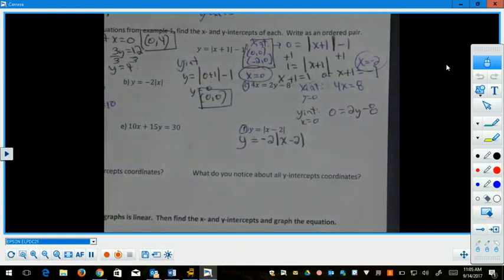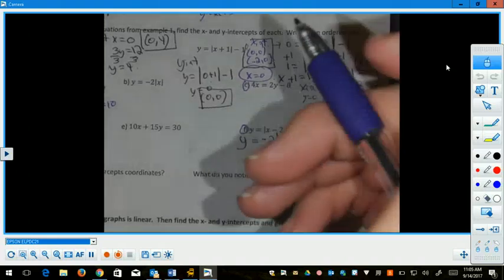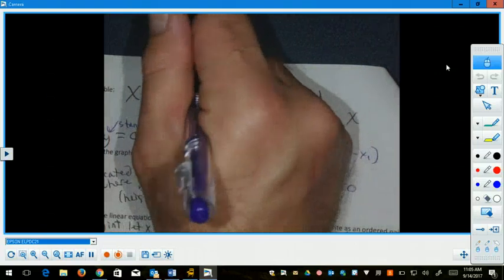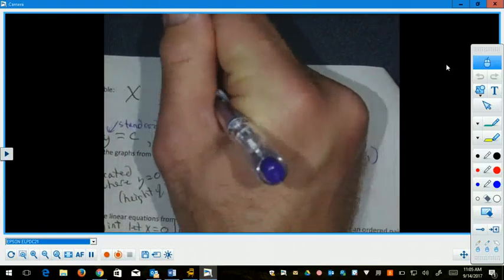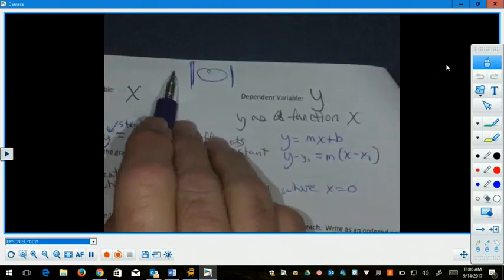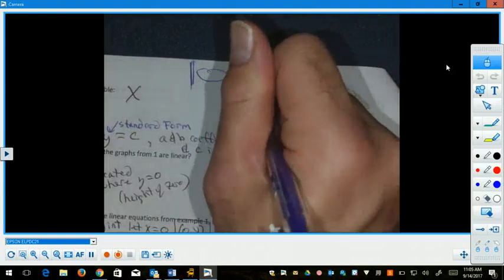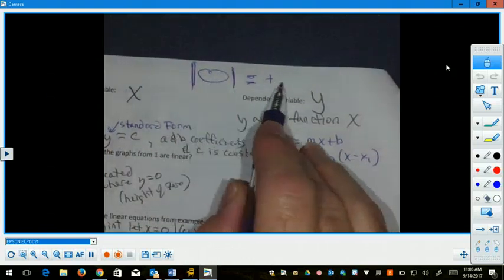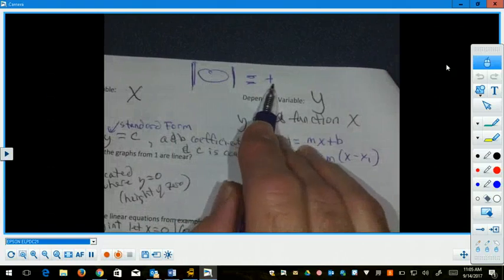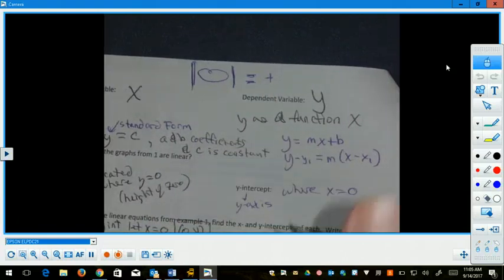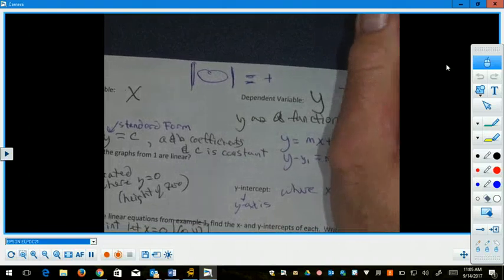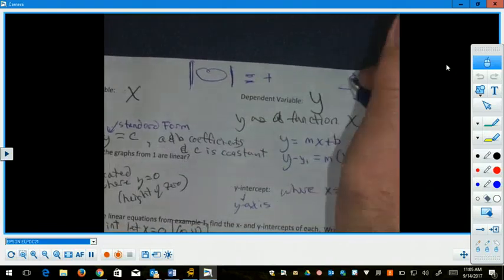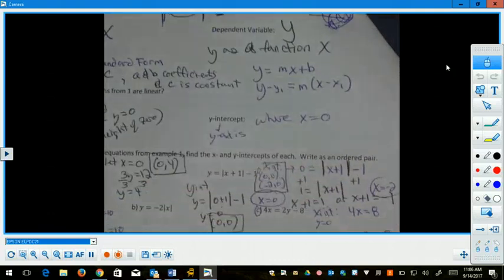How do you know when there's 2 answers for the absolute value? So there will always be 2 answers for absolute value, as long as when I have it by itself, like I've gotten rid of all multiplication and addition and subtraction, the number on the other side is positive. If the number on the other side is negative, then there's no solution. What that would mean is, here's my x-axis, and the absolute value graph is either above or below the axis. That's why I don't have any x-intercepts.